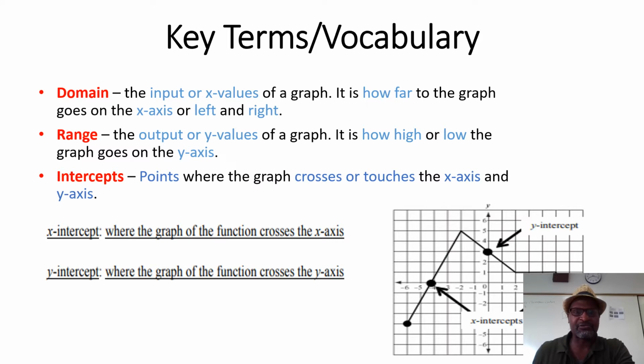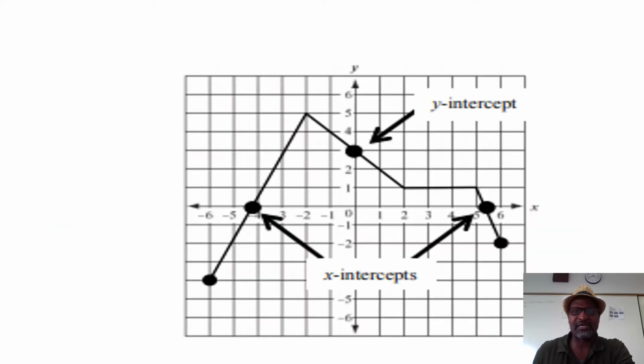So I'm going to show you. Look at this slide right here. For example, look at the x-axis. That's this horizontal line right here. It goes through 0. Those are the x-intercepts. The y-intercepts are where the graph crosses the y-axis. So there's one y-intercept here, and there are two x-intercepts.